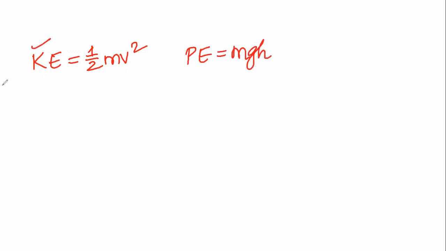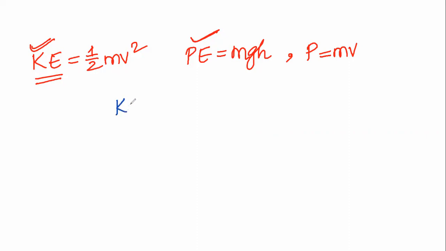Next, kinetic energy KE is equal to half mv square, and potential energy PE is equal to mgh. Energy possessed by the body by virtue of its motion is called kinetic energy. Energy possessed by the body by virtue of its position is called potential energy. Already we have discussed momentum. Momentum is the product of mass into velocity.